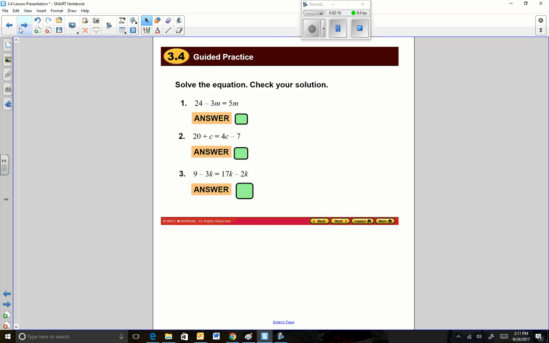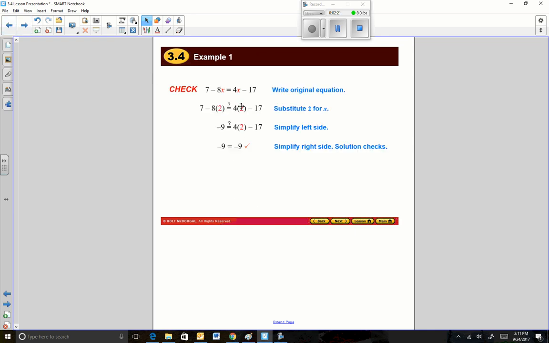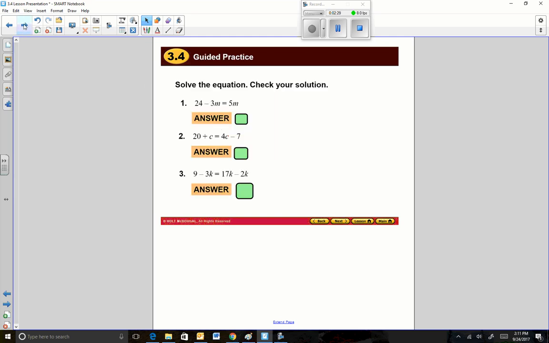All right. Here's the check. We put 2 in for both sides, and we get negative 9 equals negative 9 when you work out the math. All right. I would like you guys to give these 3 problems a try. Make sure that you follow your steps of solving for the linear equation. Pause your video.